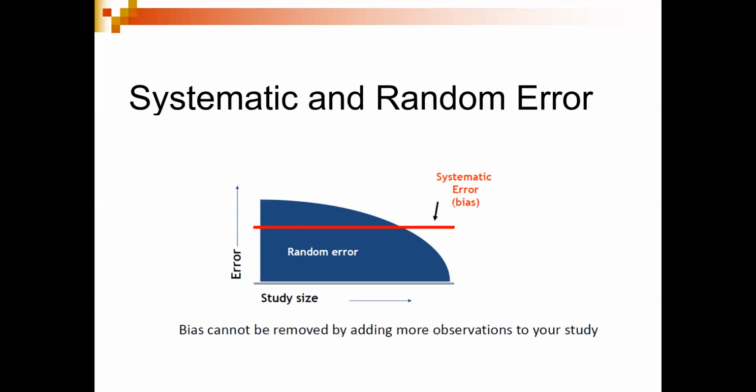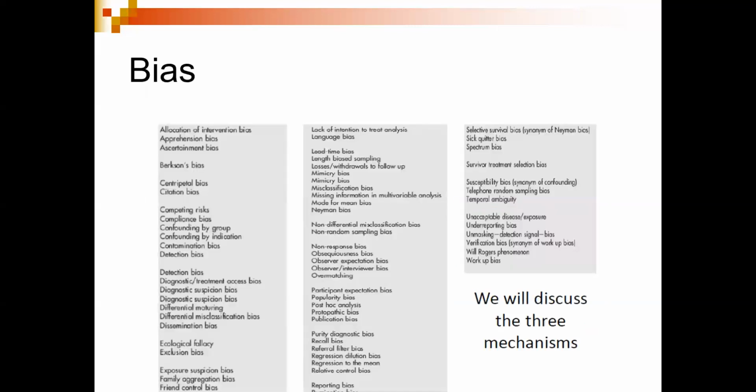If you're making a mistake in the way you're conducting your study, you're making a mistake. So you cannot really change that. So remember, bias cannot be removed by adding more observations to your study. If you are doing it wrong, you are doing it wrong. So there's no way you are going to change it. So your systematic error, that's the bias. So this slide just shows that there are a lot of biases.